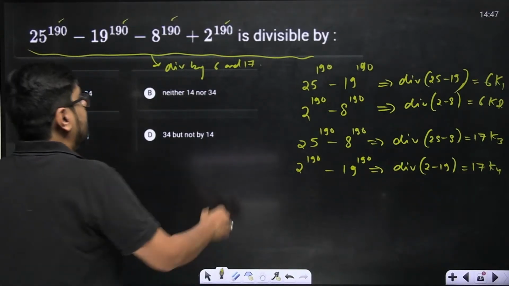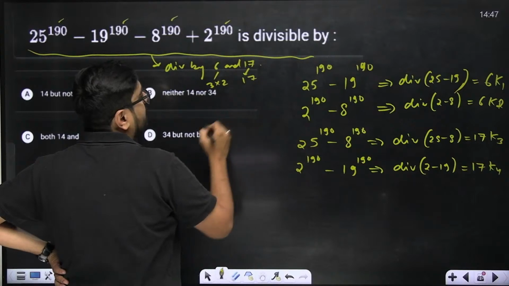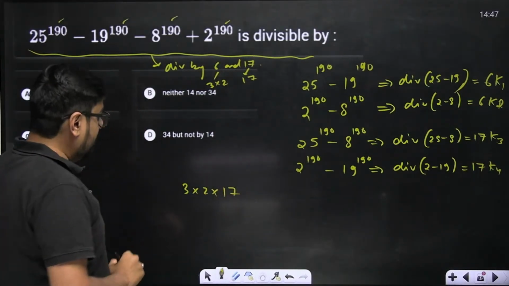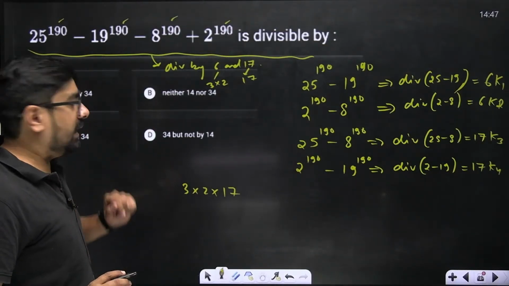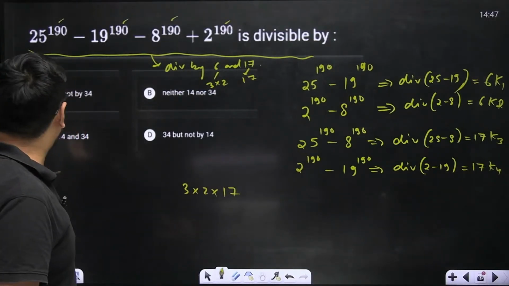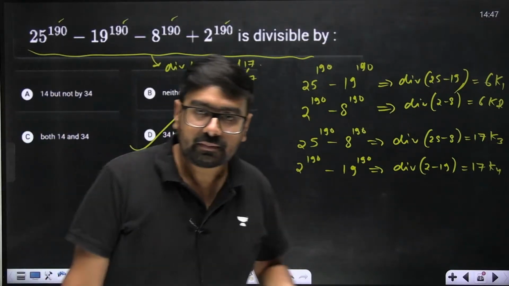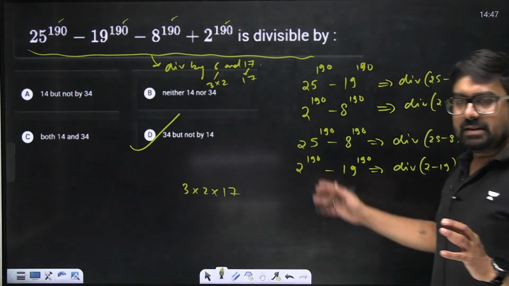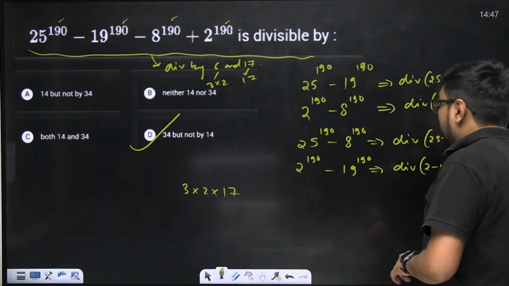6 can be written as 3 into 2. And 17 is a prime number, so 17. So in factors 3, 2 and 17, from this, can we make 14? No, we cannot make 14. We can make 34. 17 twos are 34. And 14 we cannot make. So it is divisible by 34 but not 14. This will become our correct answer. That means this expression is divisible by 34 but not 14, and simple. This is the simplest trick which you can apply in these types of questions.